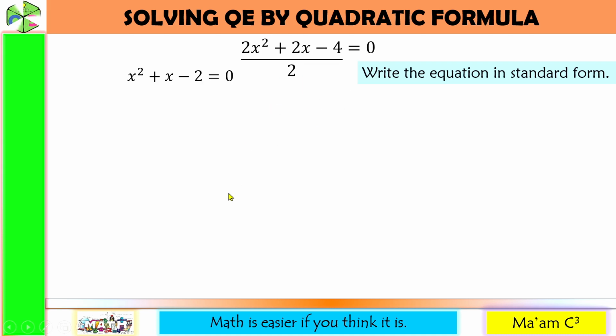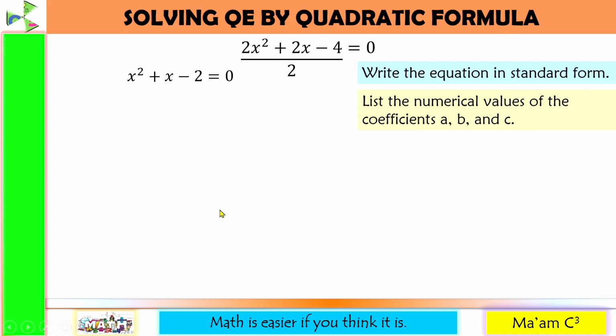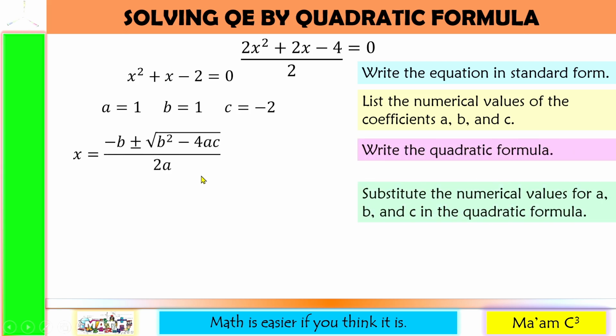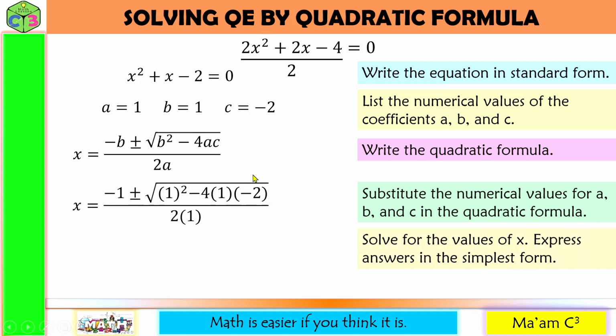Equals 0. Next step, let us identify A, B, and C. A is invisible 1. B is also invisible 1, and C is negative 2. Next step is to write the quadratic formula. Fourth step is to substitute the values of A, B, C in the formula. So 1 for A, 1 again for B, and negative 2 for C. Next one is to solve for the values of x. Remember to express your answers in simplest form.